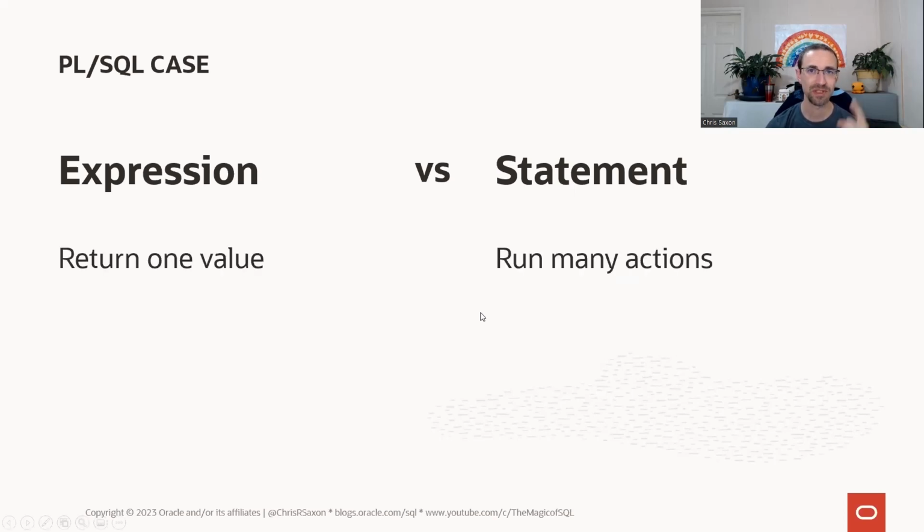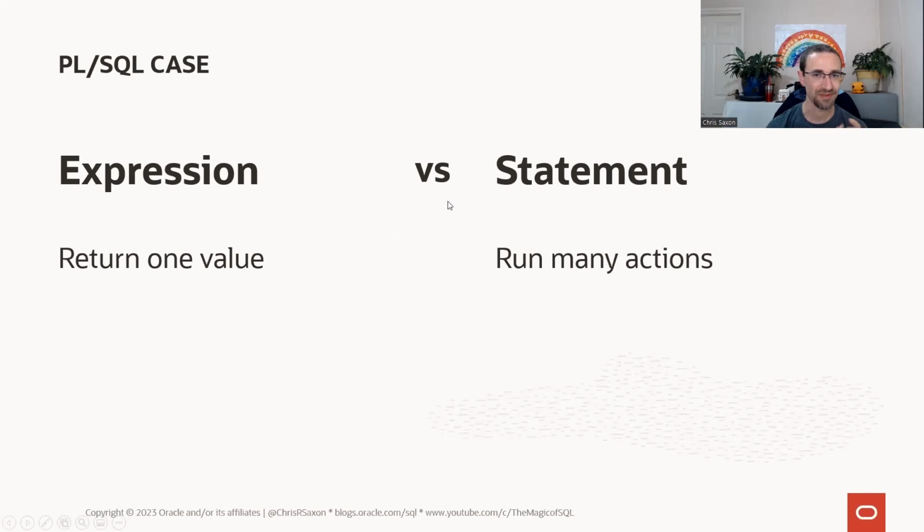Case expressions always return one value. They resolve down to one thing, which is the result. In a case statement, each when clause can run one or more actions. So it does something, right? A case statement is more analogous to an if statement, okay?